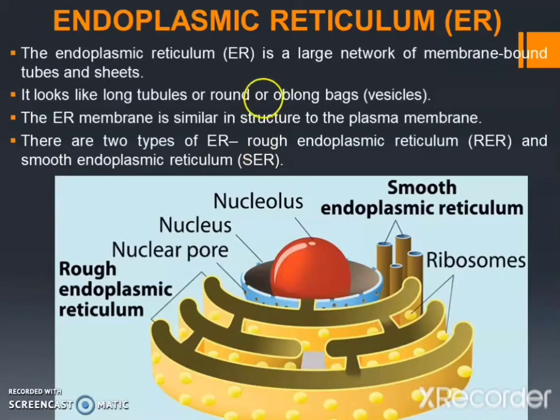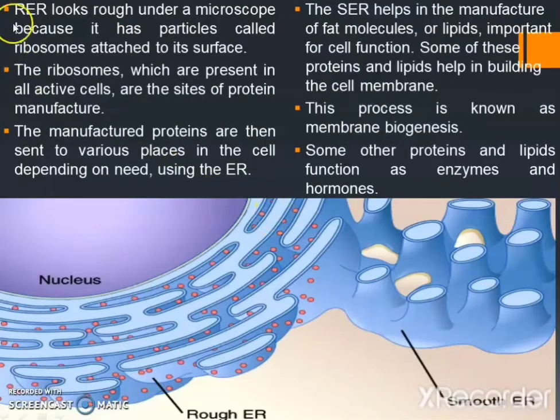And what are the two types of endoplasmic reticulum? Rough and smooth endoplasmic reticulum. Now, if you take the case of rough endoplasmic reticulum, as the name says, when we view this under the microscope, it has particles called ribosomes attached to its surface. That is why it appears rough. The ribosomes present in all active cells are the site of protein manufacture. Remember this, ribosomes help in the manufacture of protein. And the manufactured protein is then sent to various parts of the cell depending on the need using the endoplasmic reticulum.